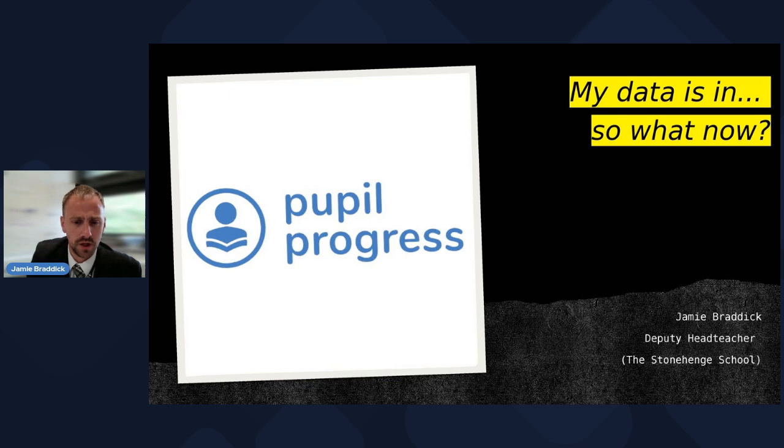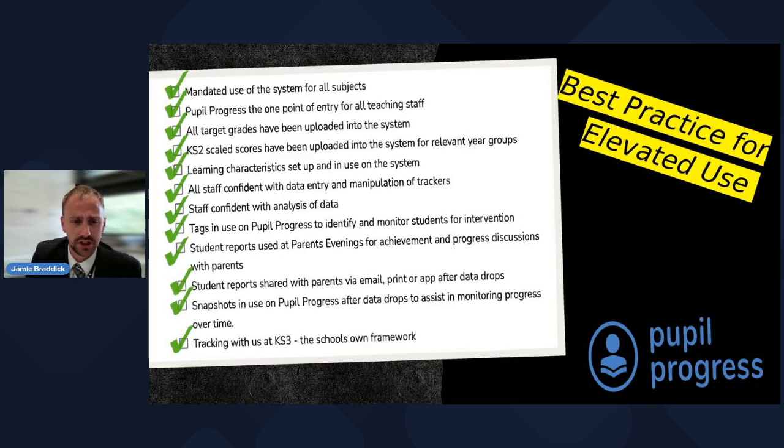So over the last year, I don't know whether you've seen that there is a leaflet, a pamphlet, that Pupil Progress have produced called Best Practice for Elevated Use. It really summarised all the different things that we use Pupil Progress for. And I think doing as many of those things as possible is best practice and makes the system work for you much more. And then going into all the different things that Leanne has just been speaking about there.